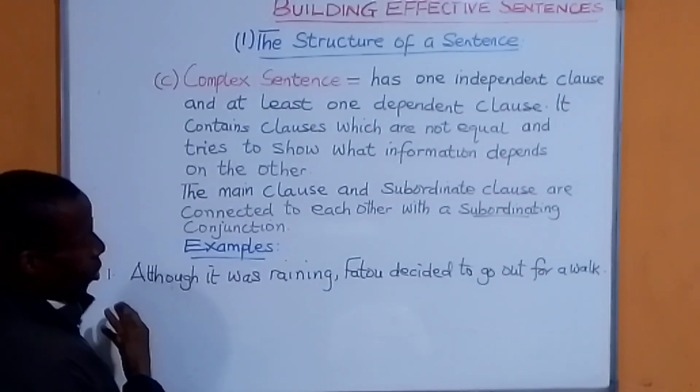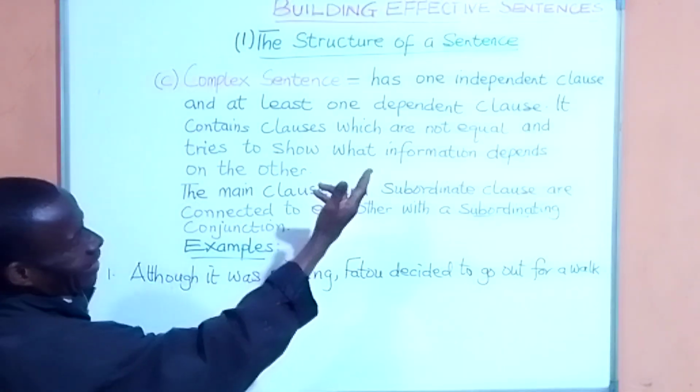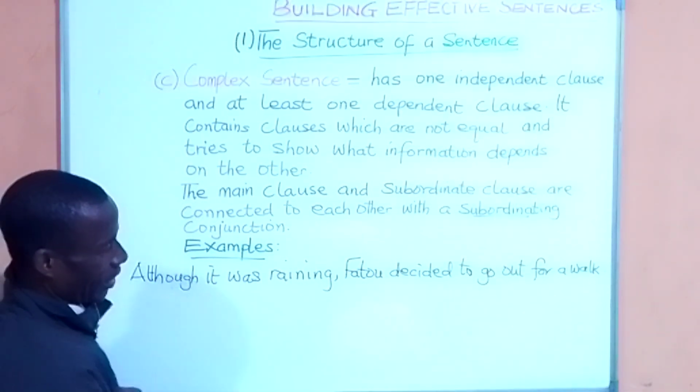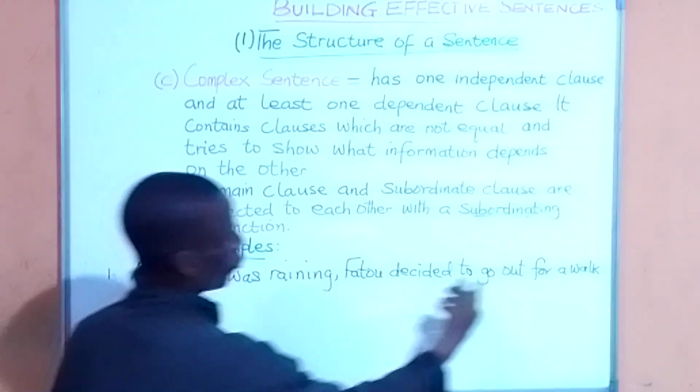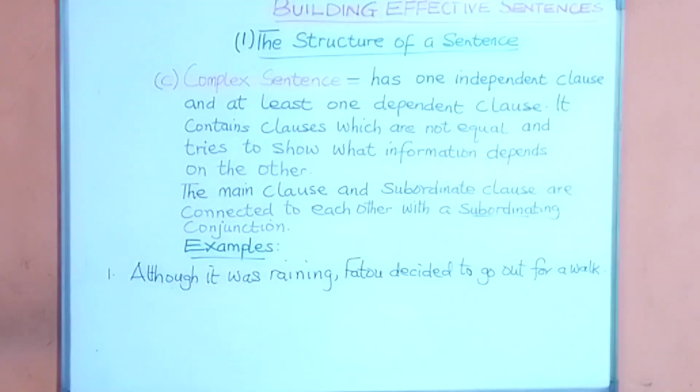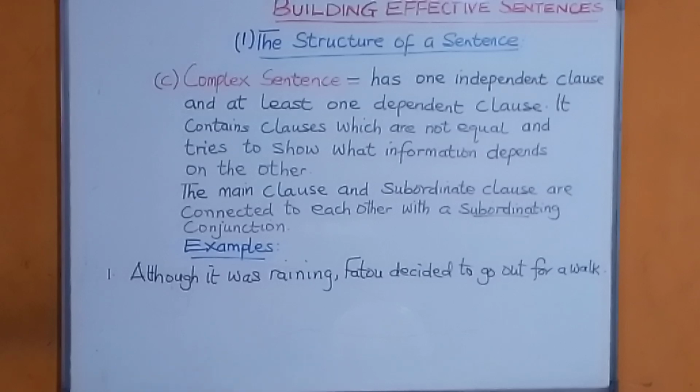So you see one dependent clause, it was raining, and one independent clause, Fatu decided to go for a walk. So you see one depending on the other. This one could not come except for this one, but Fatu decided to go for a walk is more important than it was raining.